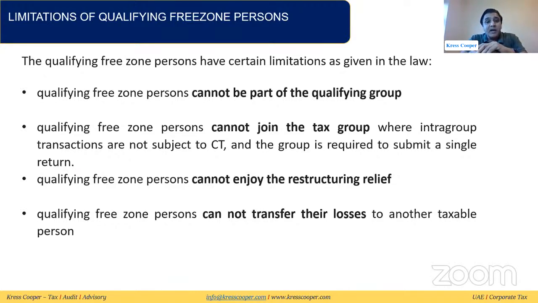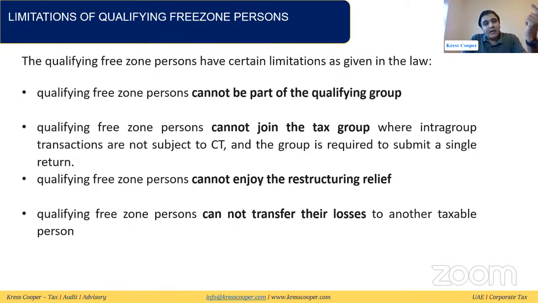The fourth limitation is that the law allows one taxable person to transfer losses to another taxable person. Again, there are a lot of conditions there. But if any of the persons is a qualifying free zone person, they will not be able to enjoy this transfer of losses benefit as well. These are the 4 limitations.